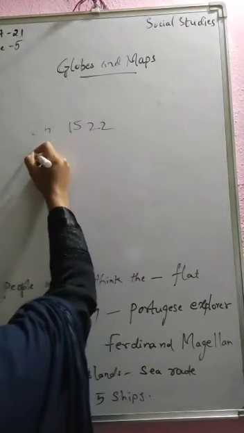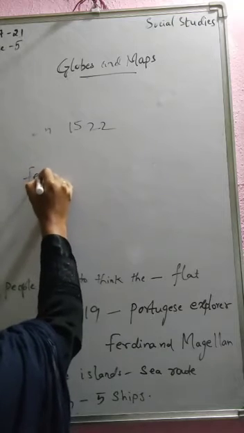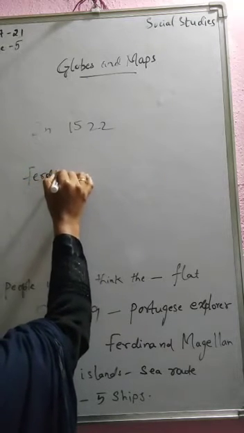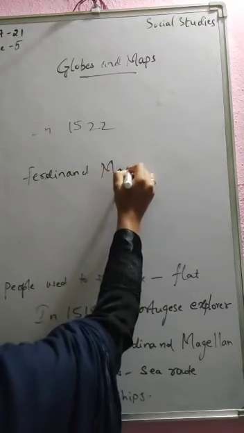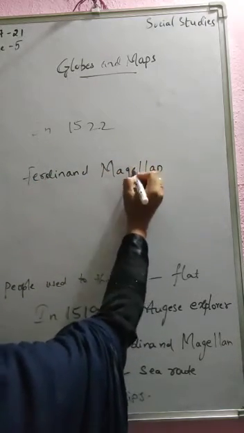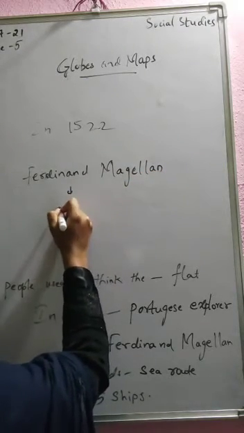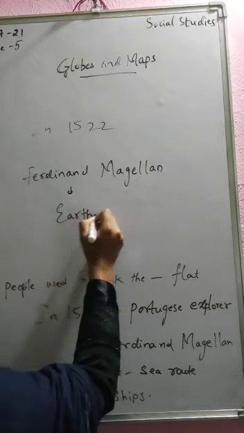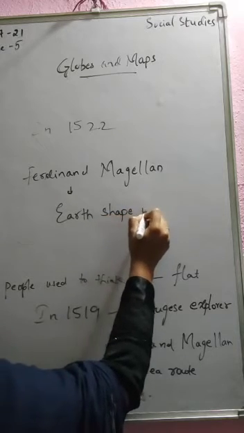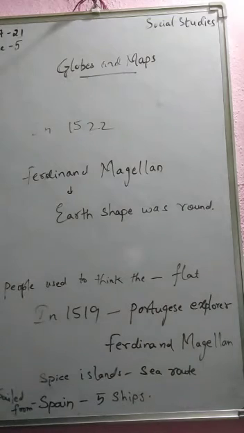So Ferdinand Magellan discovered, when the ship returned back, that the shape of earth was round, rather than flat. Okay, he proved it. Again, moving on.